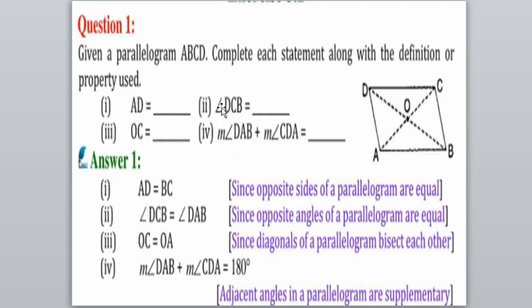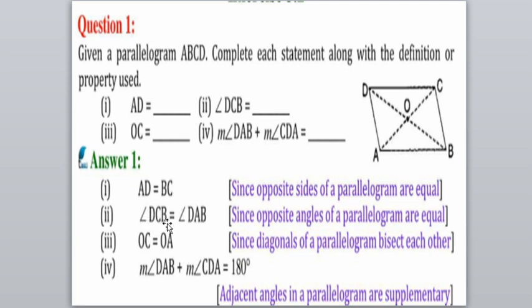Then the second is given: angle DCB is equal to dash. Angle DCB means they are indicating angle C, and we know that angle C is equal to angle A because they are both opposite angles, and in a parallelogram opposite angles are equal. So we can say angle DCB is equal to angle DAB.